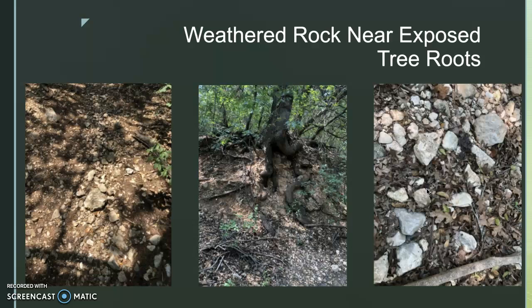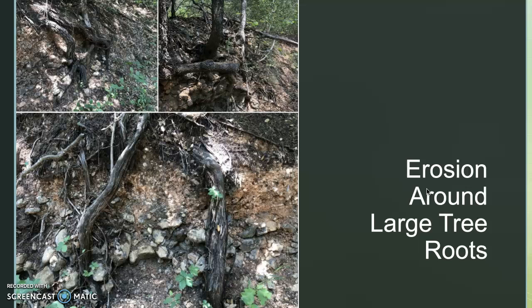And these rocks have congregated together beneath large trees, showing several processes. One, erosion has occurred around these large old trees, which is why we can see sections of exposed roots. And two, smaller rocks are being displaced to areas of lower elevation, usually in these eroded areas. So we see that right here.